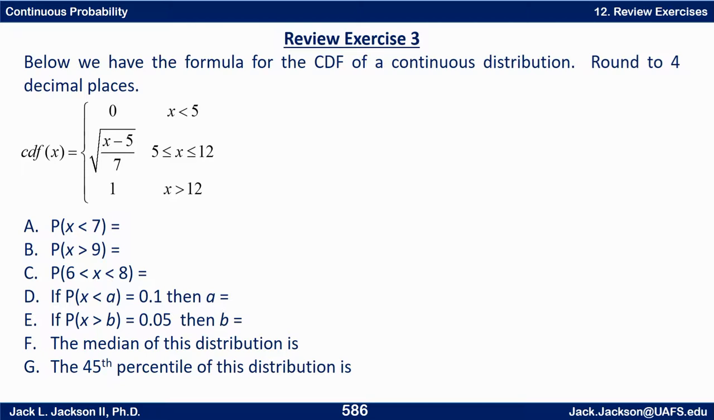Now, first of all, we might convince ourselves that that actually is a legitimate CDF. That's the first thing we might do. And then we could go ahead and compute these probabilities and inverse probabilities. Notice A, B, and C are probabilities. The rest of them, D through G, are inverse probability problems. See if you can work these out.